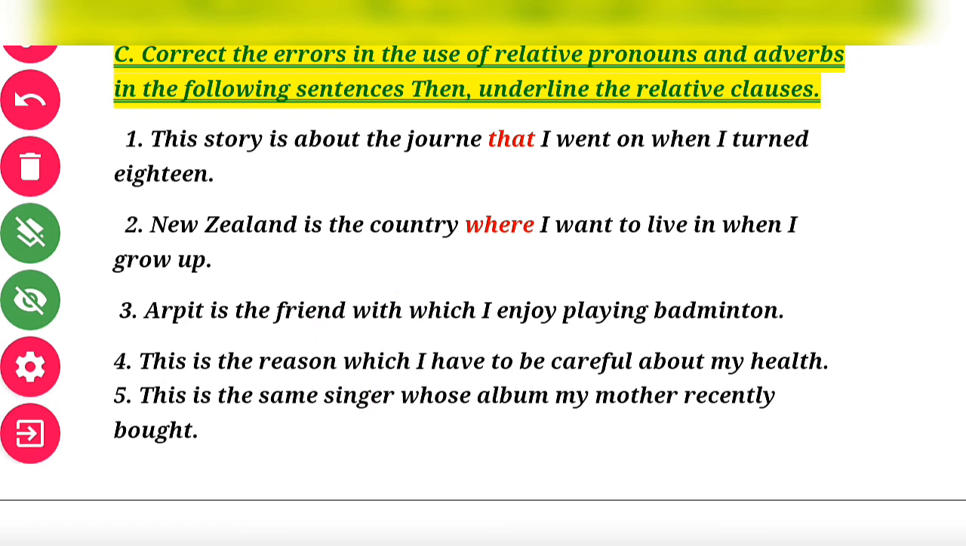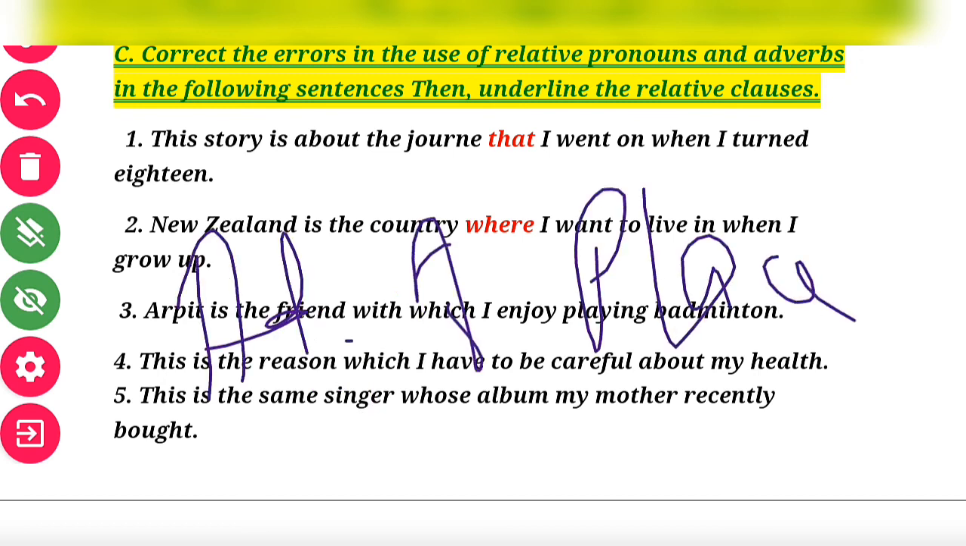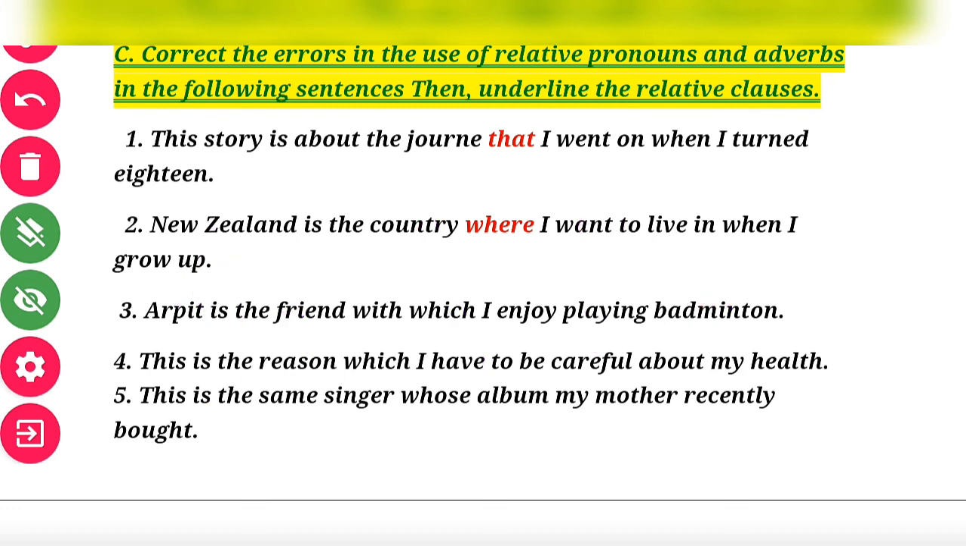Adverb of place, talking about where, as I just explained to you. And after that, Arpit is the friend. Then after this, is the person. This is the same thing. You just follow these things on your own, please.